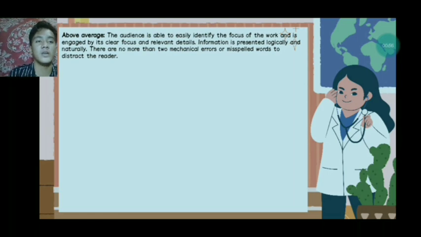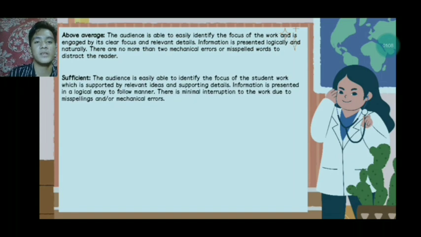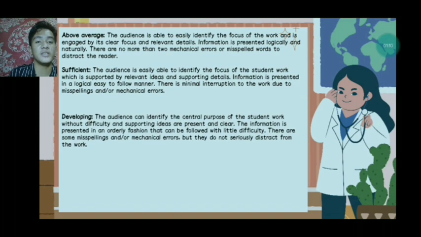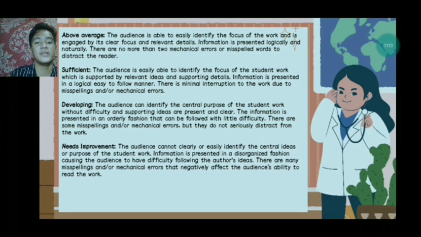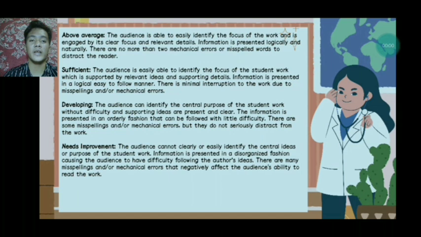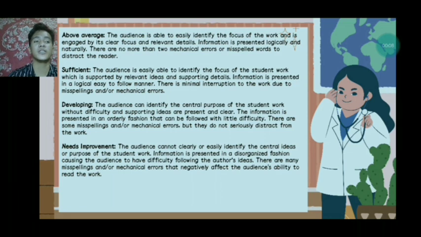Information is presented logically and naturally. There are no more than two mechanical errors or misspelled words to distract the reader. So, sufficient, developing, and needs improvement. The above average, sufficient, developing, needs improvement are the levels of accomplishment, while on their left side is their own overall description. So, that's how you construct a holistic scoring rubric.